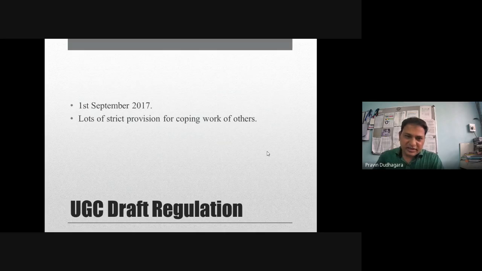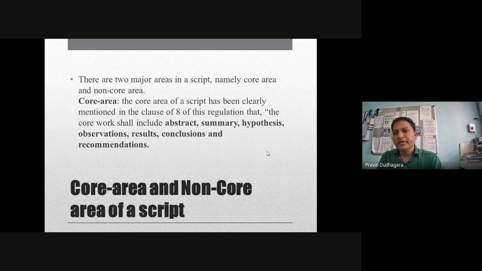So the UGC, University Grants Commission, and I think even AICTE, drafted the same regulation. What I present is the UGC draft, and it is similar to the AICTE draft. In September 2017, the UGC drafted the regulation to avoid copyright infringement as well as plagiarism, and strict norms and regulations have been implemented by the UGC after 2018.